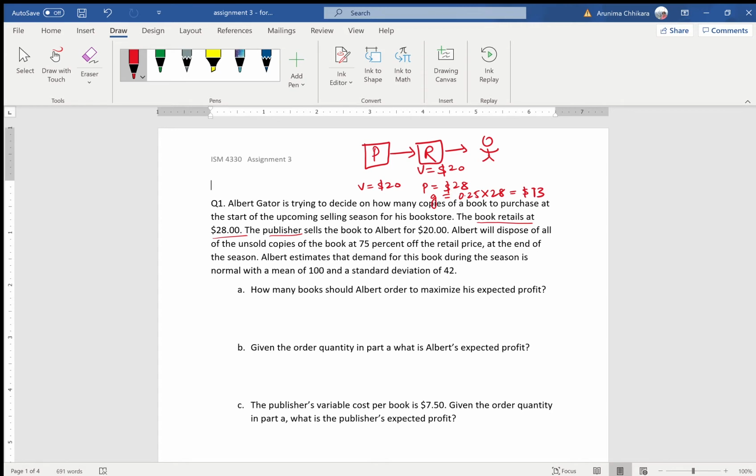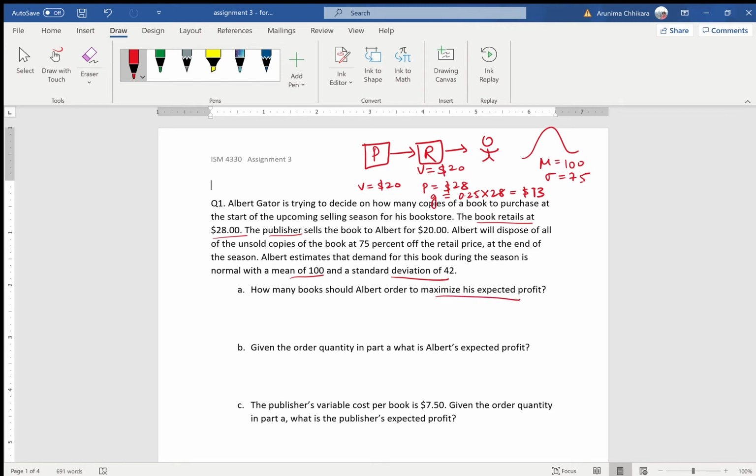Then Albert estimates that demand for this book during the season is normal with mean and standard deviation. So we have a mean of 100 and a standard deviation of 75. This is the basic setup of the first part of the question. In part A, we look at how many books Albert should order to maximize his expected profit.